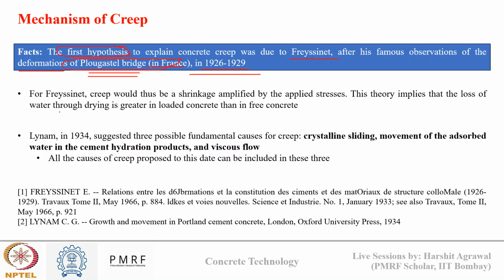According to Freyssinet, creep is just shrinkage amplified by applied stress. His theory says that loss of water through drying is greater in loaded concrete than in free concrete. So for him, suppose this is the concrete and we are applying a creep load. So what happens?